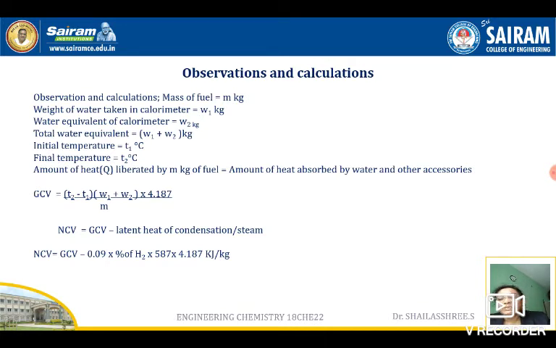When we are converting this calories per gram into kilojoules per kg, we all know very well, friends, we have to multiply it by 4.187. Okay, so GCV is equal to T2 minus T1 into W1 plus W2 into 4.187 by m, kilojoules per kg. And then what is NCV? NCV is equal to GCV minus latent heat of steam, that is GCV minus 0.09 into percentage of hydrogen into 587 calories per gram, or in kilojoules per kg, 0.09 into percentage of hydrogen into 587 into 4.187. Okay, so clear now, friends.